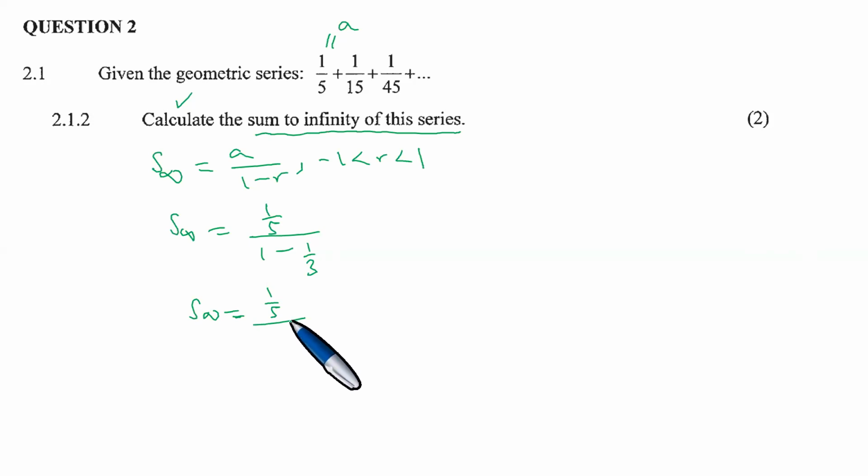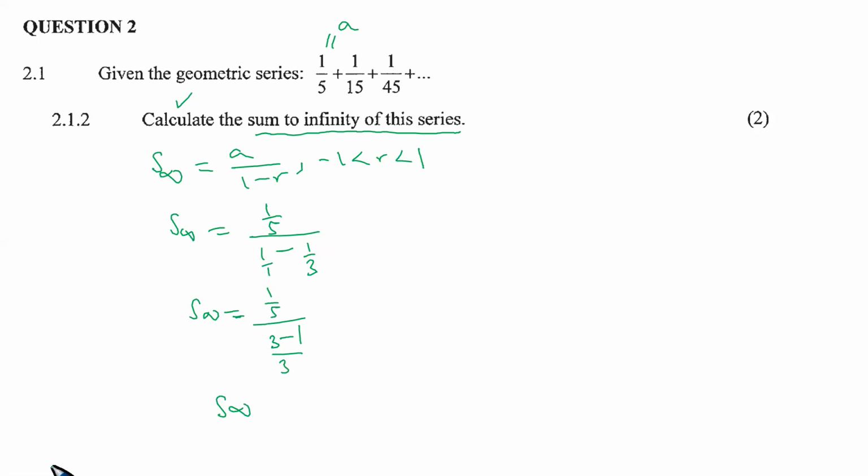Right, 1 minus 1/3. So we have 3 out of 1. 3 divided by 1 is 3. You bring down the negative, 3 divided by 3 is 1. By minus 1 is minus 1, which means this sum to infinity can be written as follows.